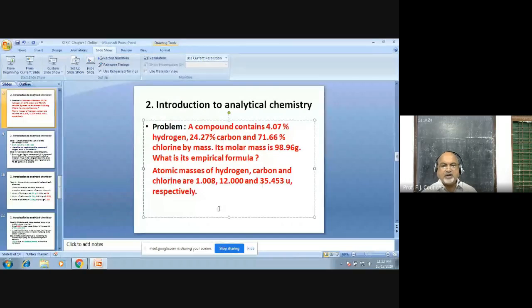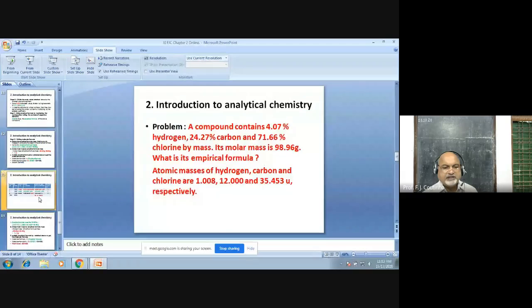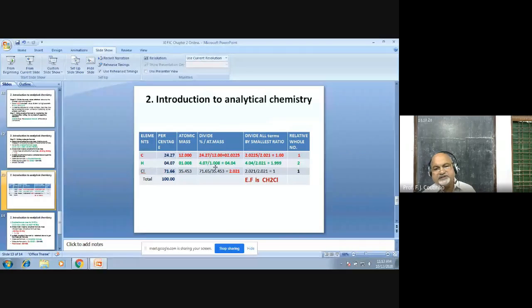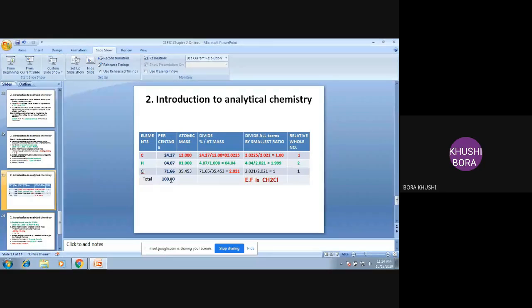Because if it is not 100, then the remaining is always of oxygen. Since it was 99.99, that means 0.1% is less. That means that would be 100. So the data was wrong, so we have modified the data and made it 71.66. So the total is now 100%. Any difficulty here? So the first column was elements and the second column was percentage, which is already in the given data. Any difficulty? No, sir.